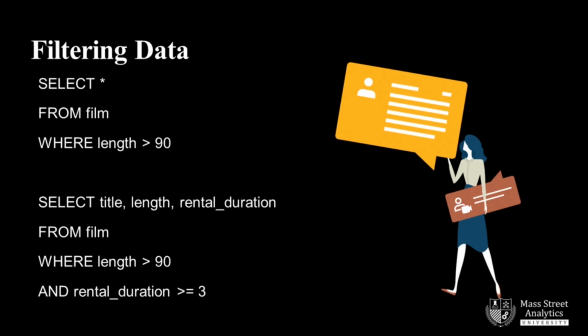These two statements do close to the same thing that the previous two statements did, except this time we're going to throw some filters on the data. In the first statement, we're only going to be pulling back films with a length greater than 90. In this case, it indicates films with a length of 90 minutes. This is why documentation is so important. You need to know the units of the values you're working with.